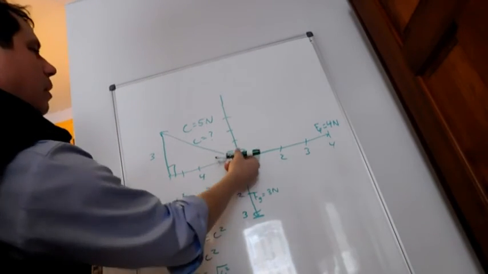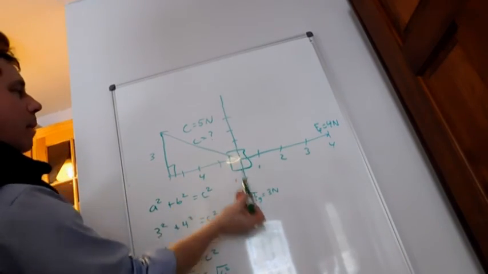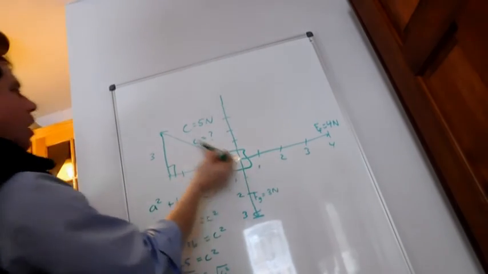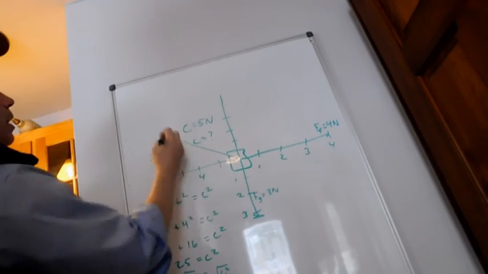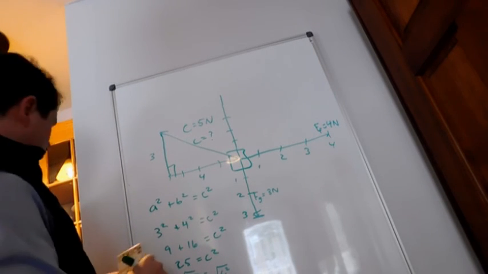It goes the opposite way of both arrows, but at once. So up 3 to counteract the down 3, left 4 to counteract the right 4, all in one arrow. And then we can figure out the magnitude of it using the Pythagorean theorem.